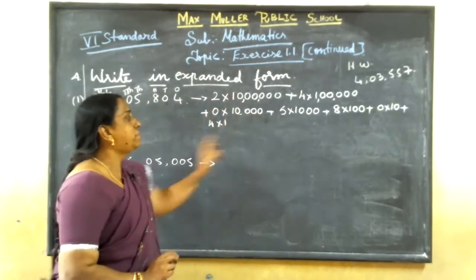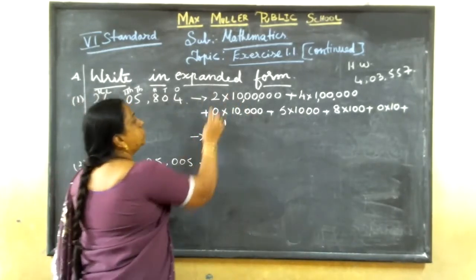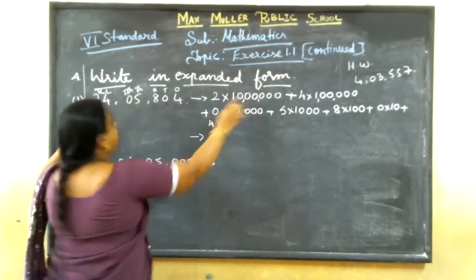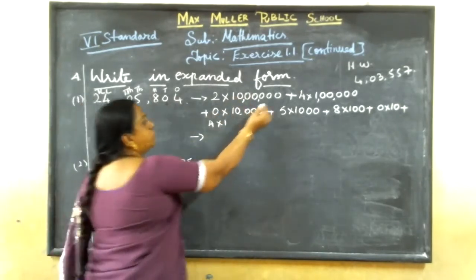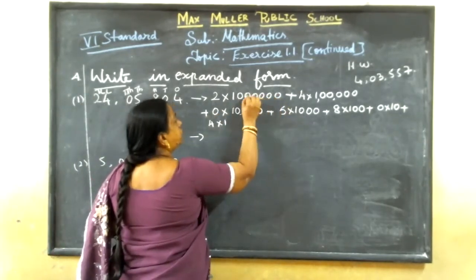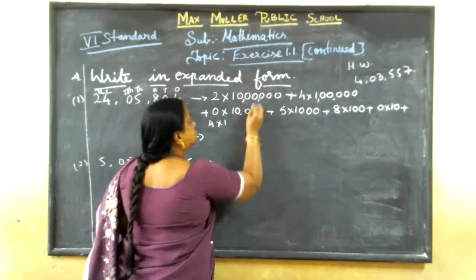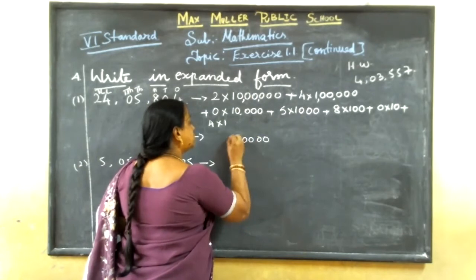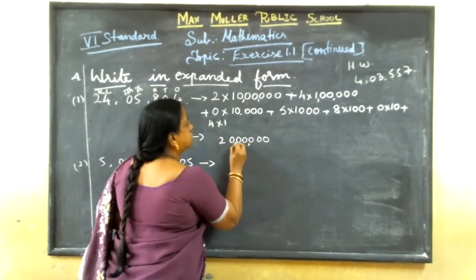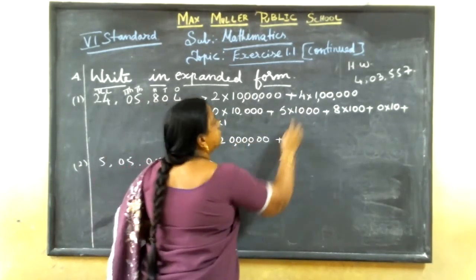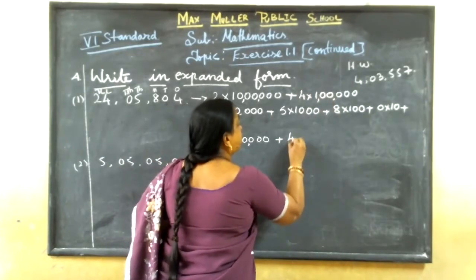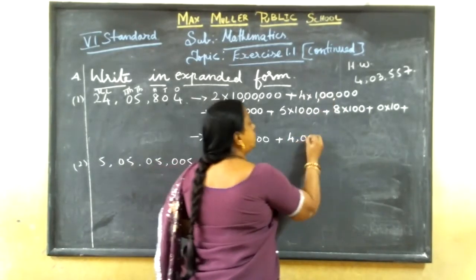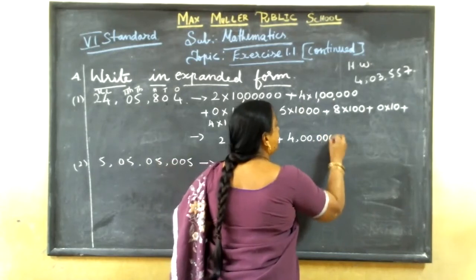Now the next step. Here we wrote the digit and place. Now you multiply that and write. Next step, 2 into 10 lakhs. So 20 lakhs. So how many zeros? 1, 2, 3, 4, 5, 6 zeros. So 20 lakh, plus 4 into lakh, 4 lakh. 4 followed by 5 zeros, 1, 2, 3, 4, 5.